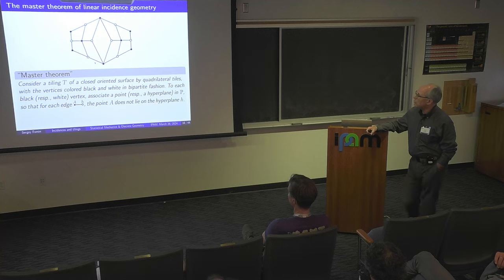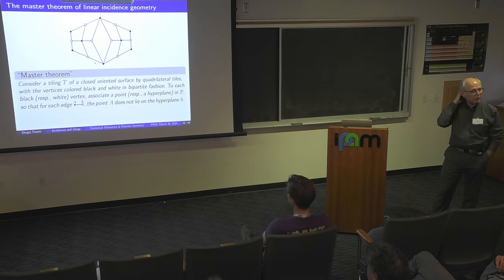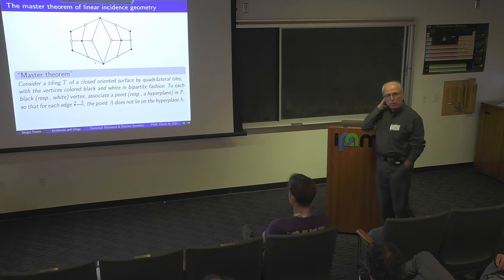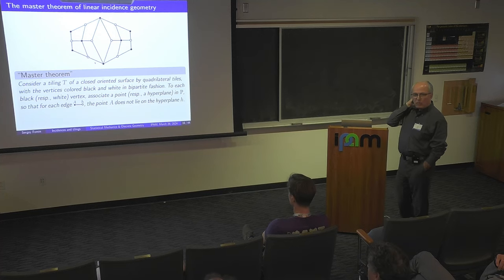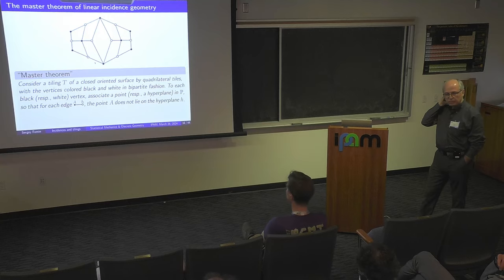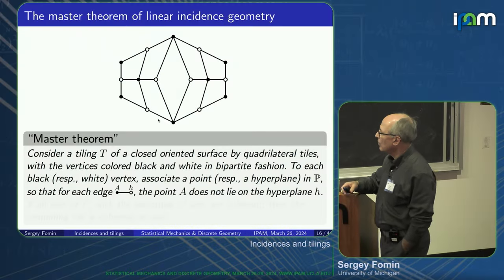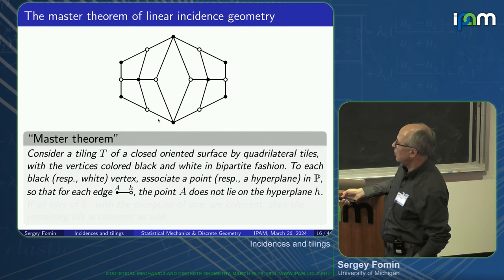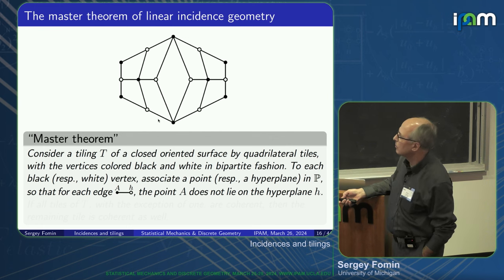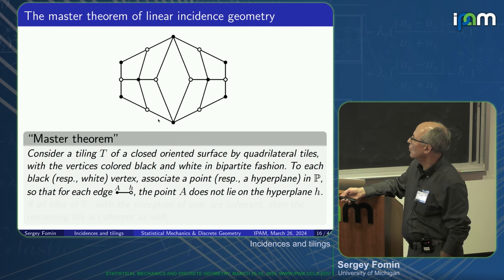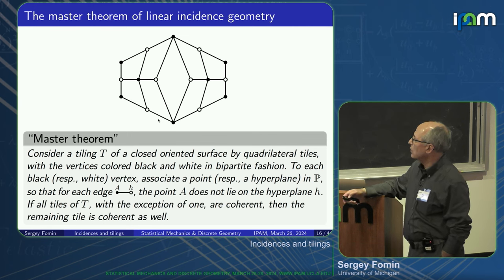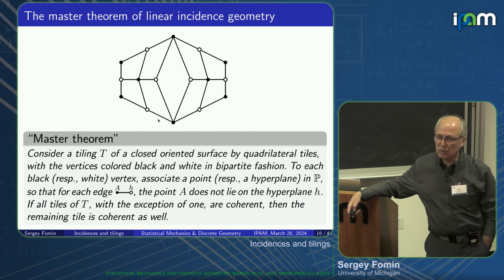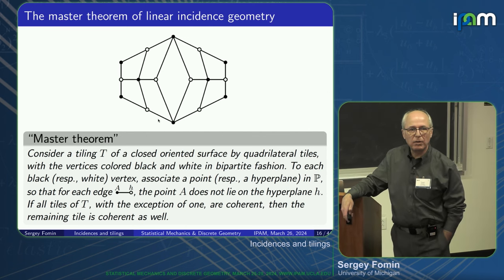Let's associate to each black vertex a point in our projective space. And let's associate to each white vertex a hyperplane. And let's impose the condition that these points don't lie on the hyperplanes. If all tiles, with the exception of one, are coherent, then the remaining tile is also coherent. That's the theorem.